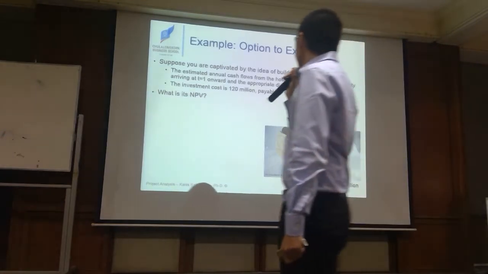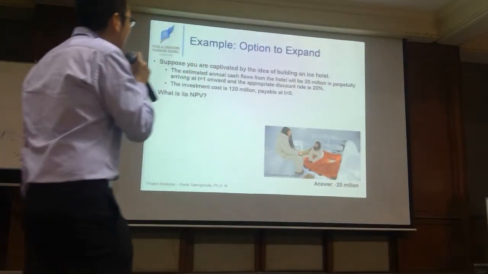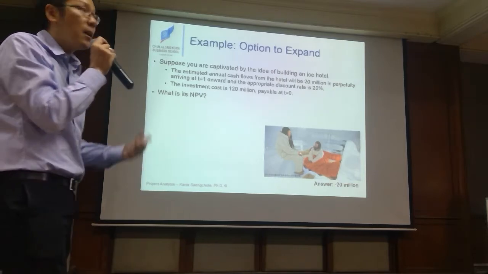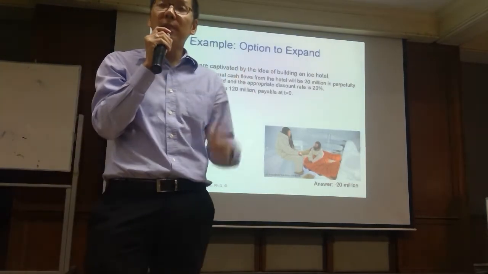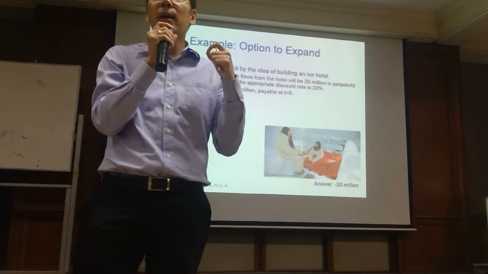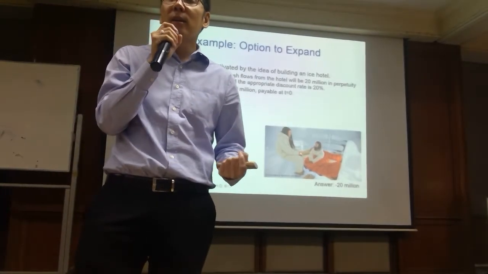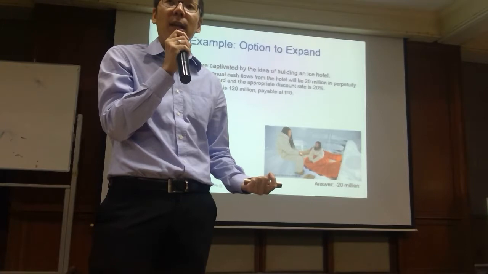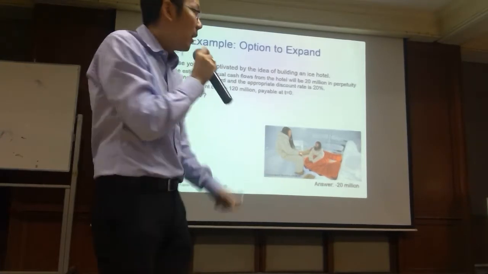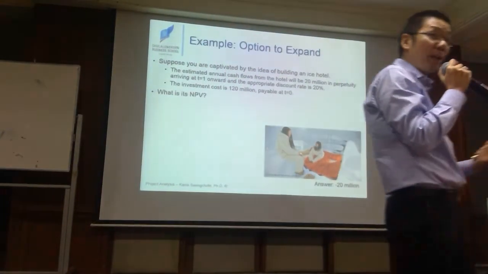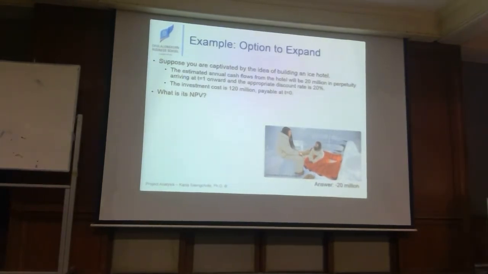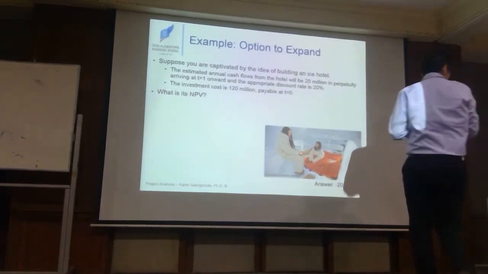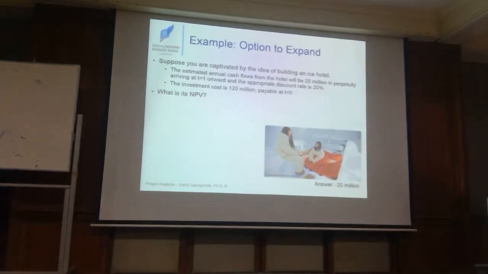The problem is you do know the cash flow is going to be 20 million perpetuity, and it's pretty risky, so the discount rate is 20%. So based on this information, it costs 120, perpetual cash flow 20, cost of capital 20%. Let's see whether we want to do it or not. I want to make this cost of capital high because we're talking about really risky things. A hotel is kind of risky, but an ice hotel is probably really risky. So I'm going to use a high rate to reflect that. So let's calculate the NPV of this investment. Let me draw you a picture first of what this looks like.